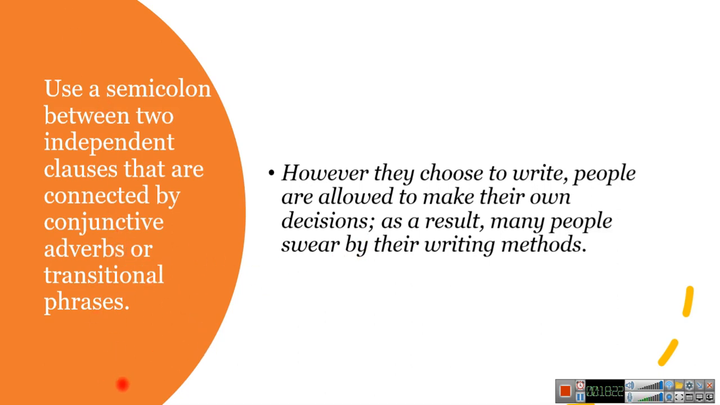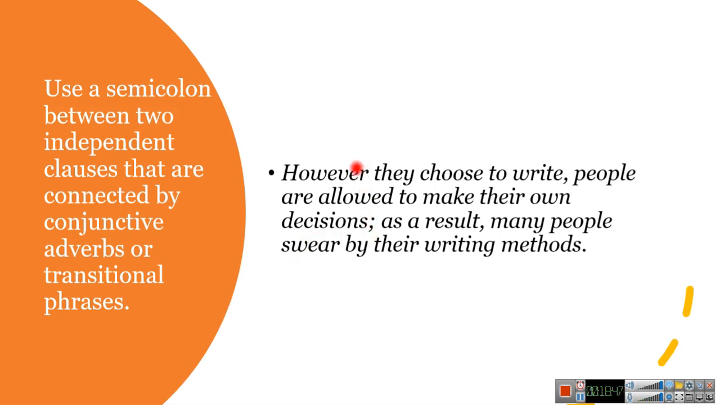What is a conjunctive adverb? It's the same thing as a transitional phrase, and I'm going to explain that with this example. All right. However they choose to write, people are allowed to make their own decisions. As a result, this is our transitional phrase, many people swear by their writing methods.